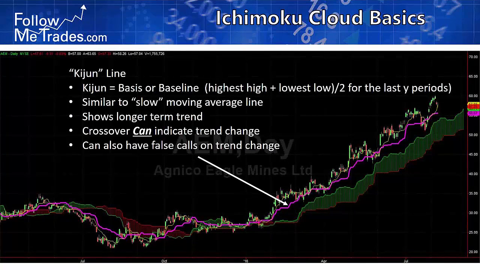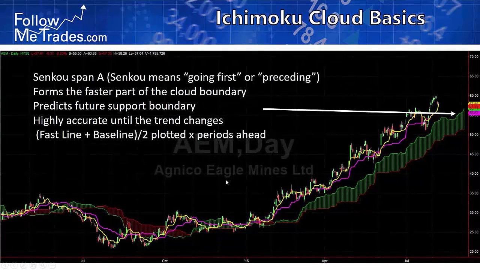Simple moving averages are very, very popular. People look back at 250 or whatever. So you can do the same thing here with the Tenkan and Kijun, set them at different periods, okay? Again, a crossover can indicate trend change, but there can also be some false calls on a trend change. So by themselves, they certainly aren't dependable trading signals. They help confirm.